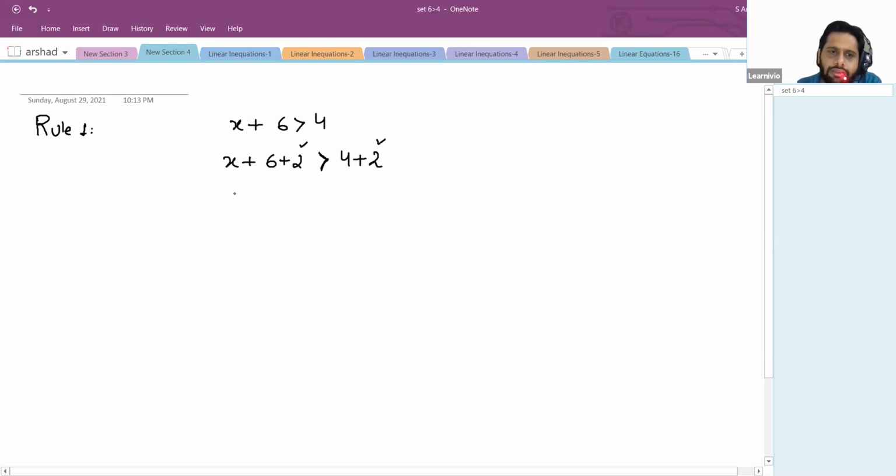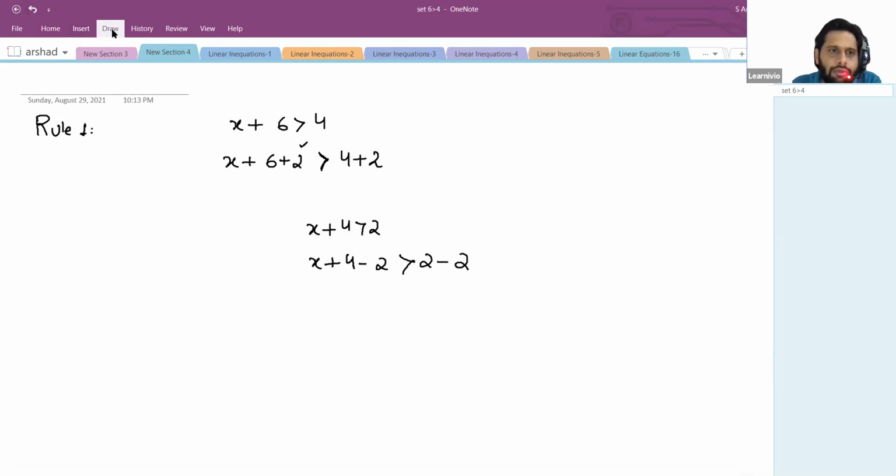Okay. And next, if we are subtracting, for example, we have another inequation x plus 4 greater than 2. And if you are subtracting any number in this, for example, we are subtracting 2 from both sides, then also the sign of inequality will not change. So what is the rule? If we are adding any number or subtracting any number in the inequation, the sign of inequality will remain the same. Okay, this clear? Yes, sir. Okay, very good.